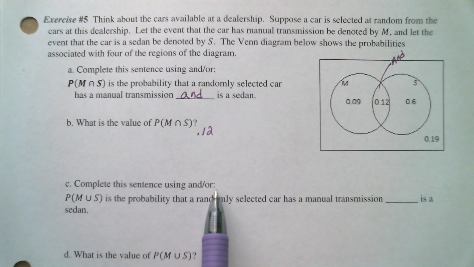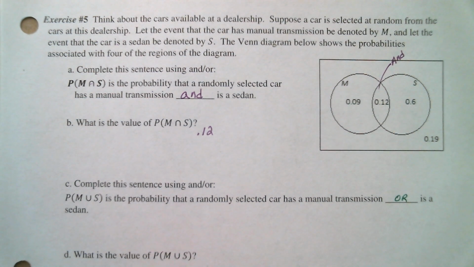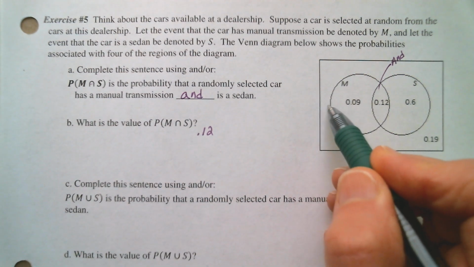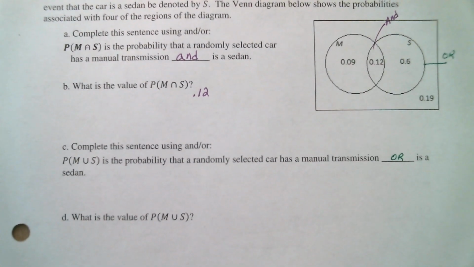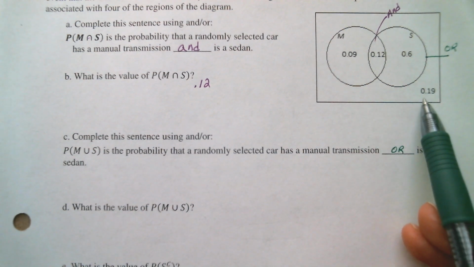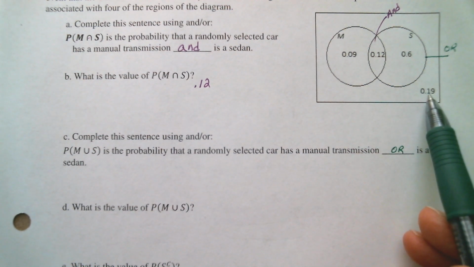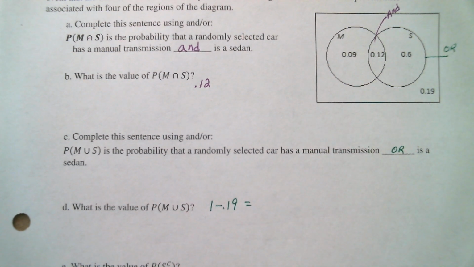Complete this sentence using and or. The probability of M, this symbol, S, is the probability that a randomly selected car has a manual transmission or is a sedan. Right? This is for union. This is our or. What is the value of the probability of M or S? It's going to be 1 minus 0.19, which is equal to 0.81.